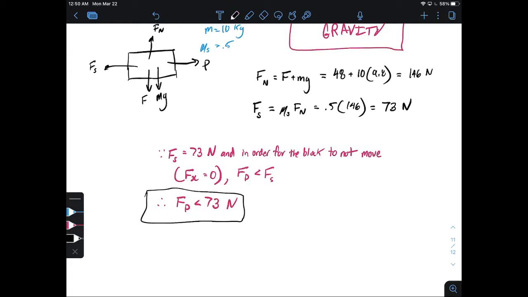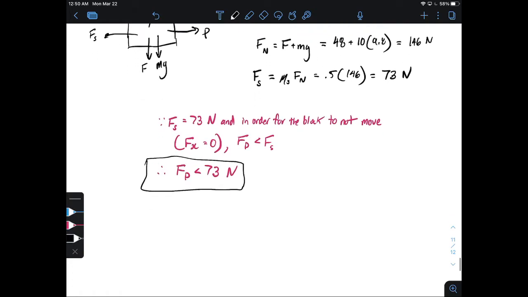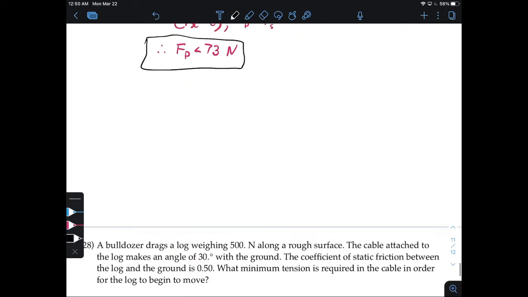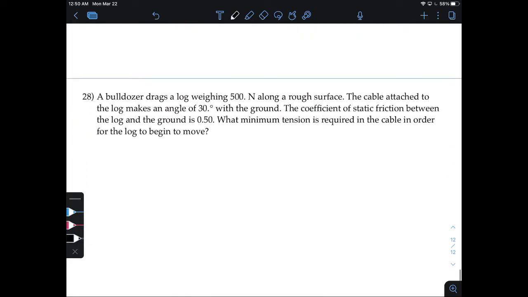Forgive my miscalculations, but no, we got there in the end. And that's what matters. And that's our problem. That's our 26. So let's move on to 28. We're going to do the same thing. We're going to try to go really fast. Don't want to waste your time.